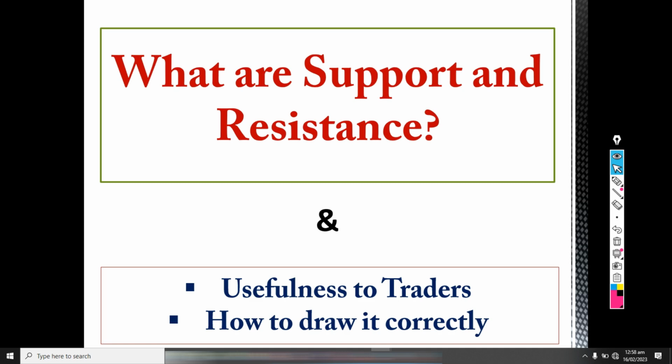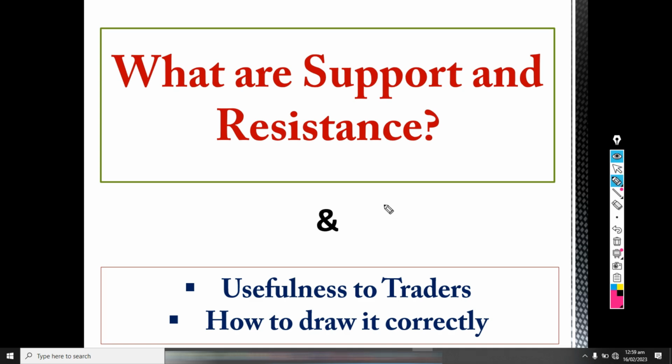using support and resistance. So all I'm saying is that if you are a forex trader and you want to do well in your forex journey, it's essential that you understand in detail what support and resistance are, and you should be able to draw them correctly, and equally trade them in the right way. So what are support and resistance?